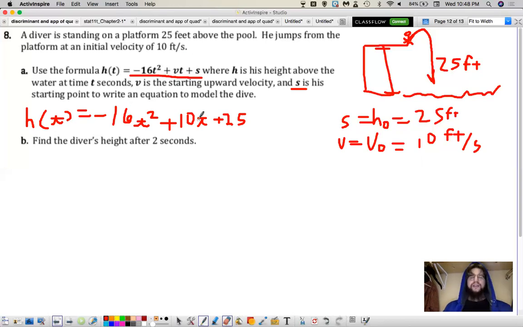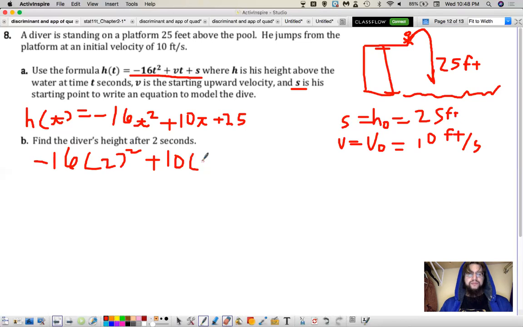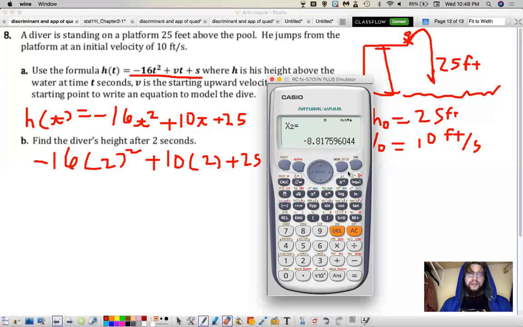So I'm gonna go modify 3 and no, I'm not. What am I trying to do? I'm trying to find out how high he is above the pool after 2 seconds. Maybe he's even down below the pool, I don't know. What do? Plug in 2. Get your calculator, go to mode 1, type it in, be done with the dang thing.